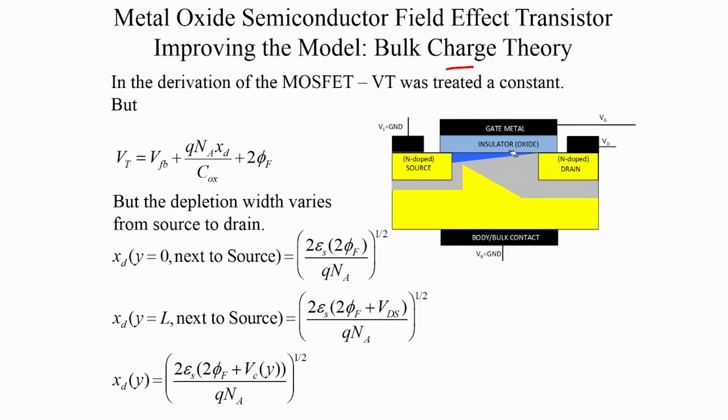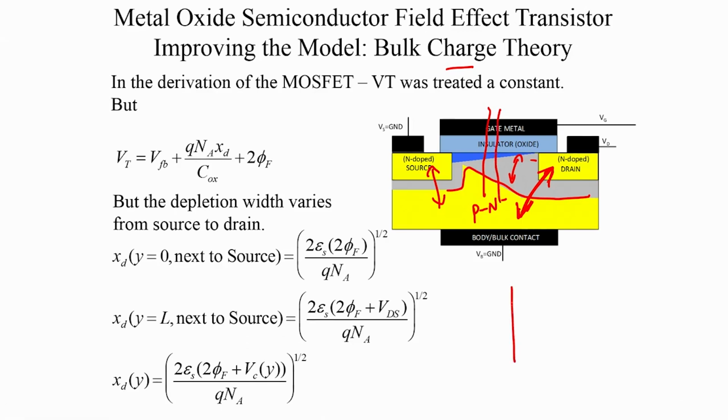So, as we move from the source to the drain, not only does the channel charge decrease, but the depletion width is also supposed to vary, because this p-n junction is more strongly reverse biased as compared to this p-n junction, and this depletion width variation creates an inaccuracy in the way we defined the channel charge.